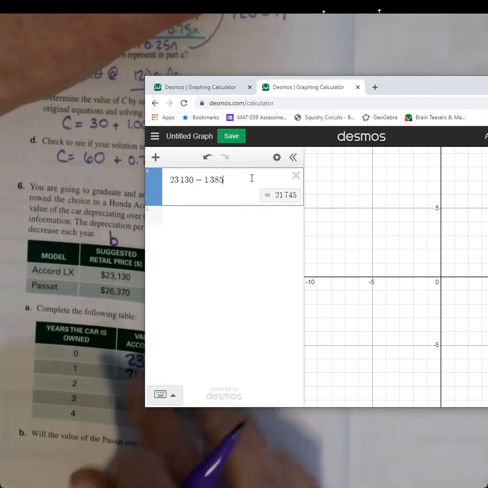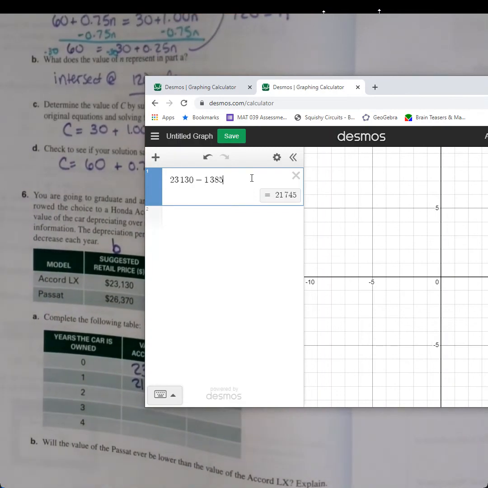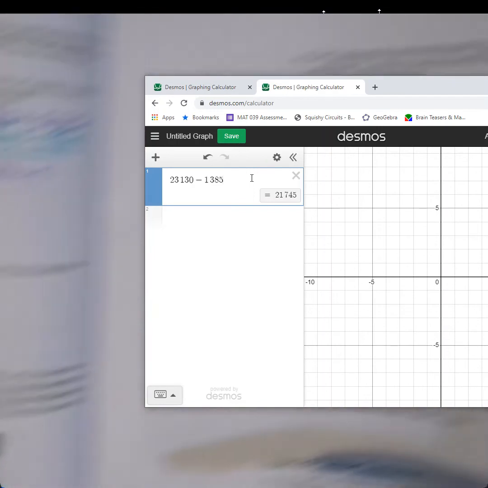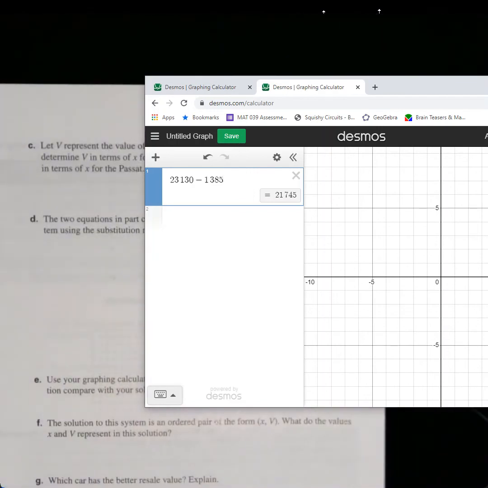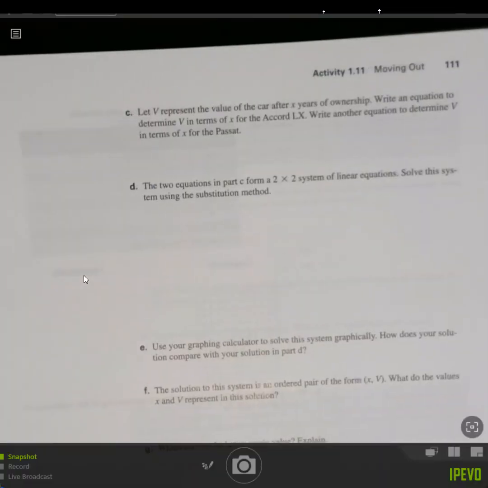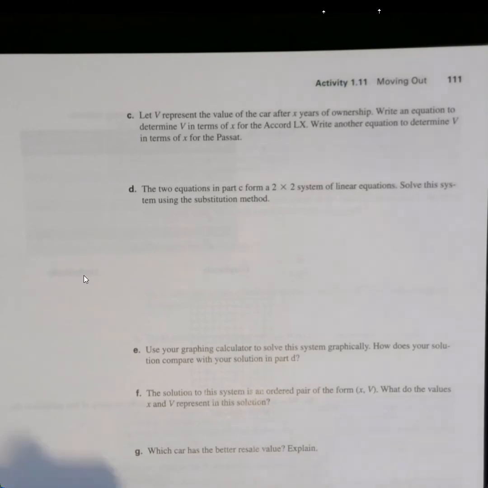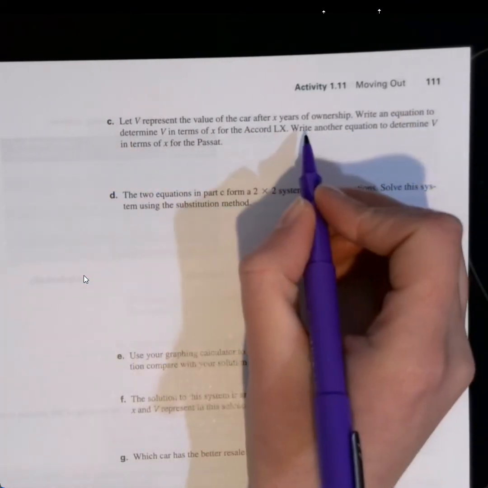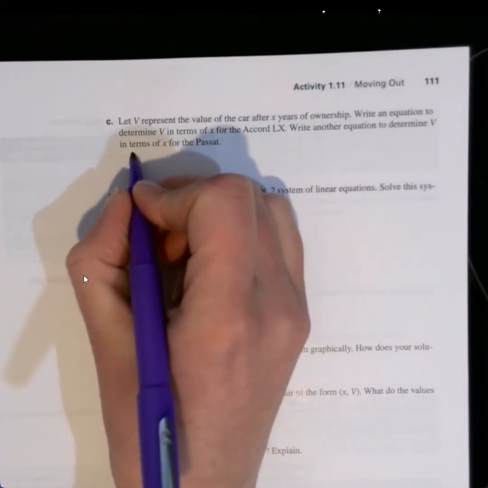So sure, I could subtract again. But I like to use Desmos to autofill tables, and since I'm going to have to write the equations anyway, let's just go over here on the next page, and we'll write those equations, and we'll come back and we'll do the autofill table, because I think it's more fun. All right, so we're going to let V be the value. We want to write the equation for the Accord, and we want to write the equation for the Passat.